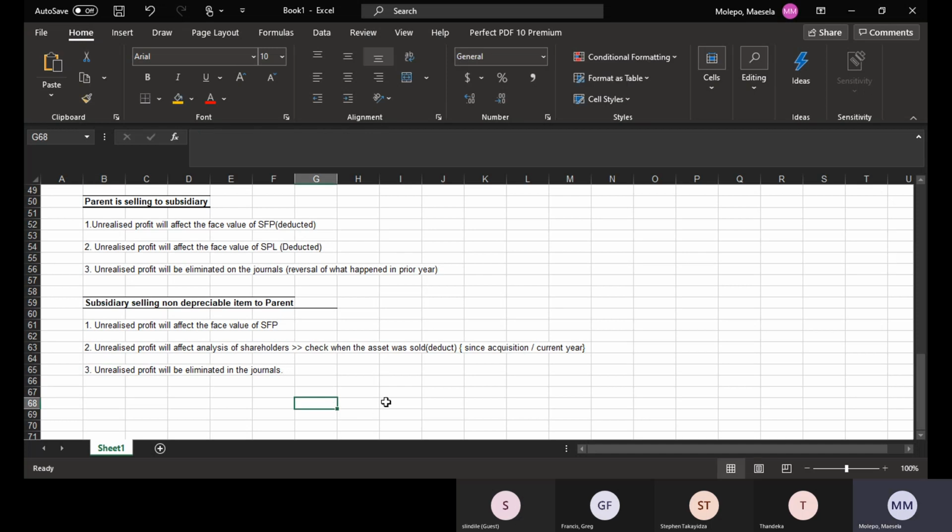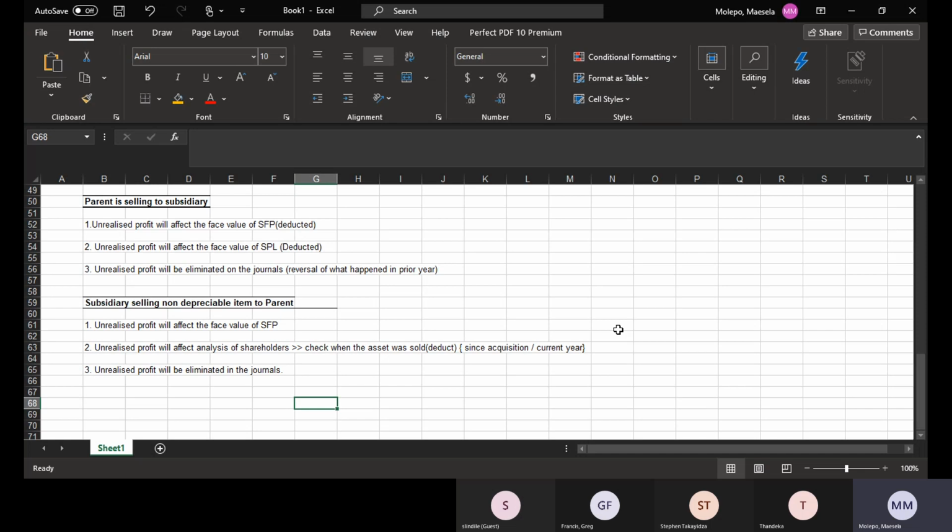Now we are dealing with the selling of the non-depreciable items. If they were selling depreciable items, it was going to be realized through the use of that particular asset, or through the sale of the asset, depending on the situation. So in our case, we've got the selling of the non-depreciable items. In this case, this one will be realized only through the sale, when those assets are sold to the public, which is where we are able to realize the profit.